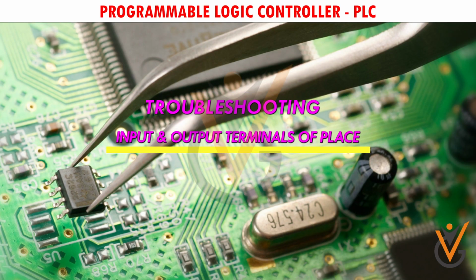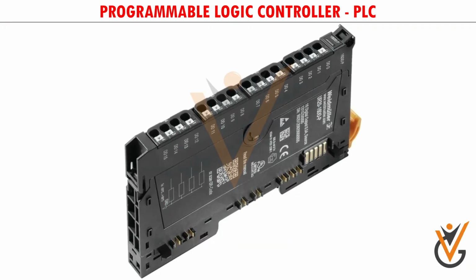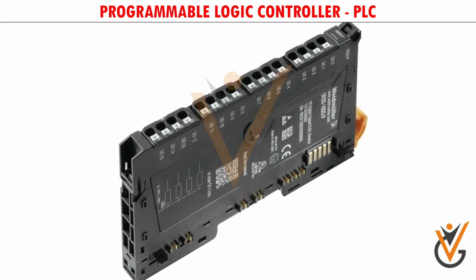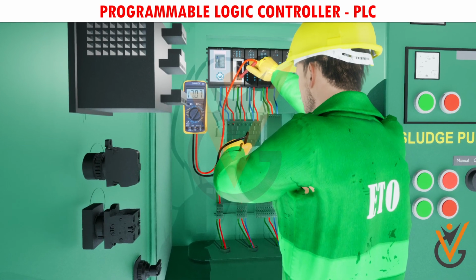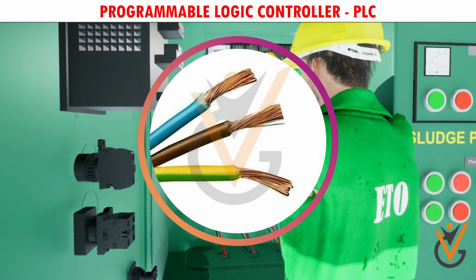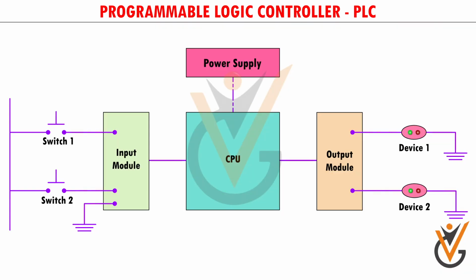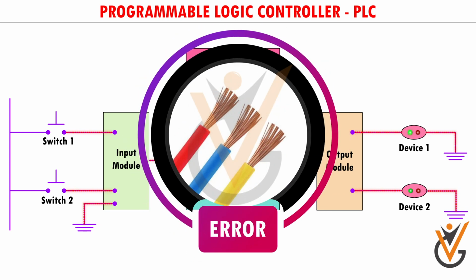Troubleshooting input and output terminals of PLC. The best way to diagnose malfunctions in the input or output device is to isolate the problematic module, the field device, or the wiring. If there is a proper voltage level at the output terminal when the device is turned off, this is an indication of an error in the field wiring.